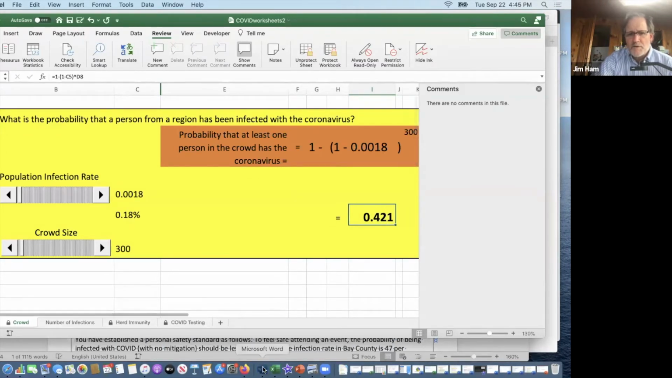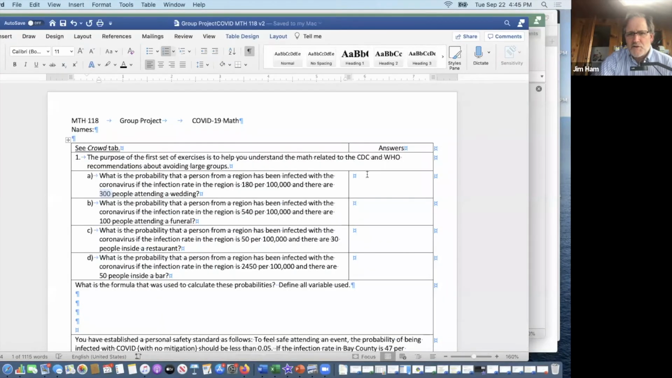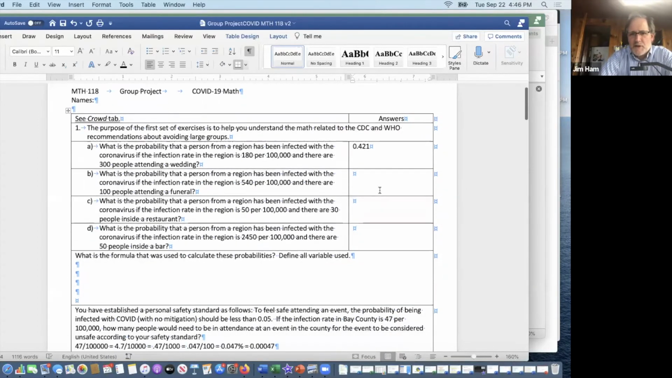So you go over to the spreadsheet, and look at this. You have your first answer, 0.421. And what this means is that there's a 42.1% chance that someone at that party, at that wedding, has been infected. So if that's too high of a percentage for you, then you probably shouldn't attend the wedding. So the first 4 problems are like that. And I just wanted to go through one of them.